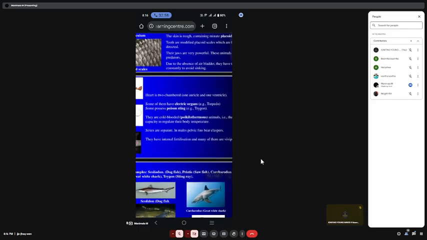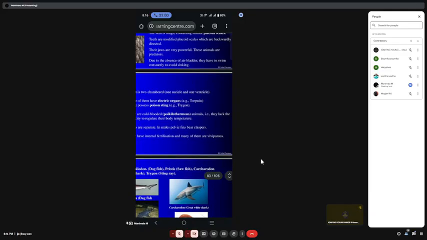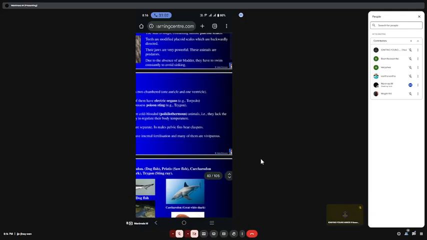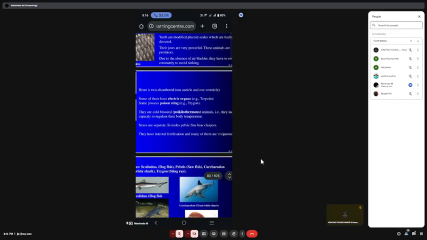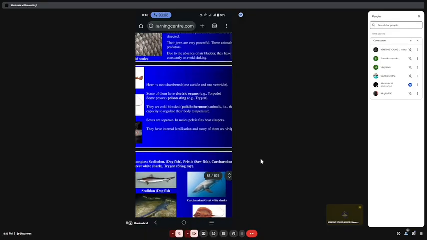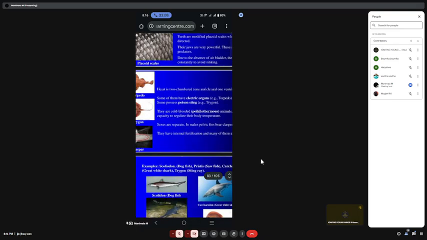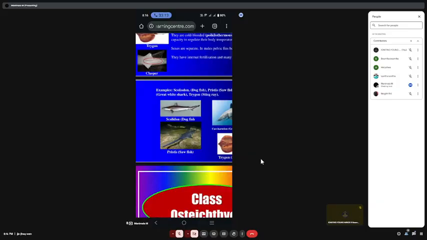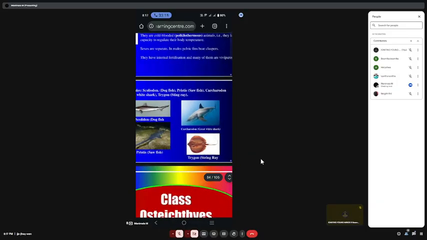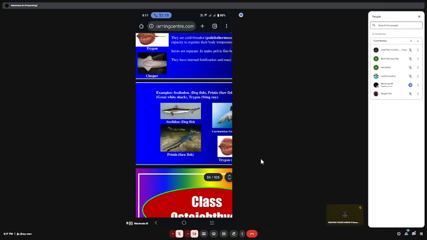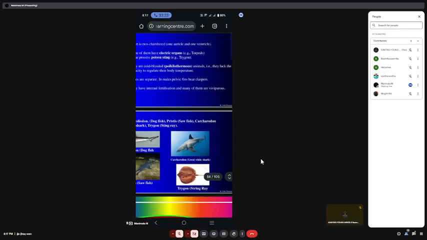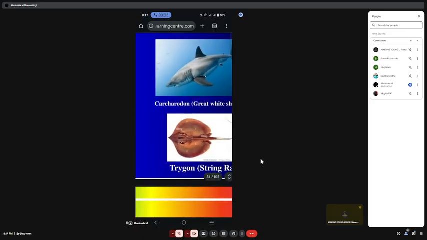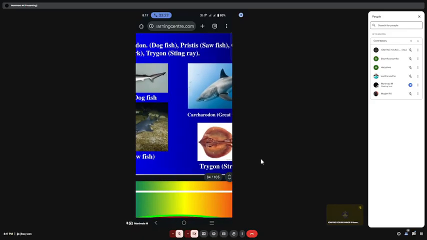And the next one, sexes are separate. Here the males have pelvic fins that bear the claspers. They have internal fertilization, and many of them are viviparous. Examples in this family: Scoliodon, dogfish, pristis, sawfish, and Carcharodon, great white shark, and Trygon, stingray. So these are some of the animals of this family.